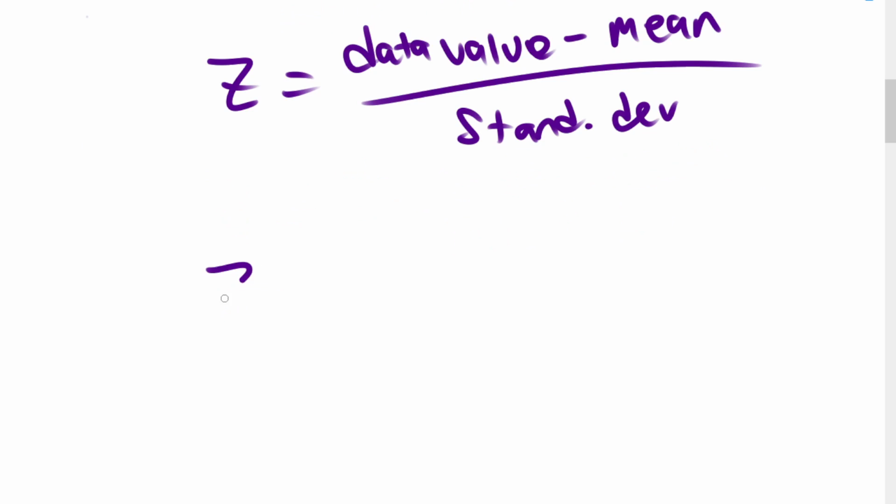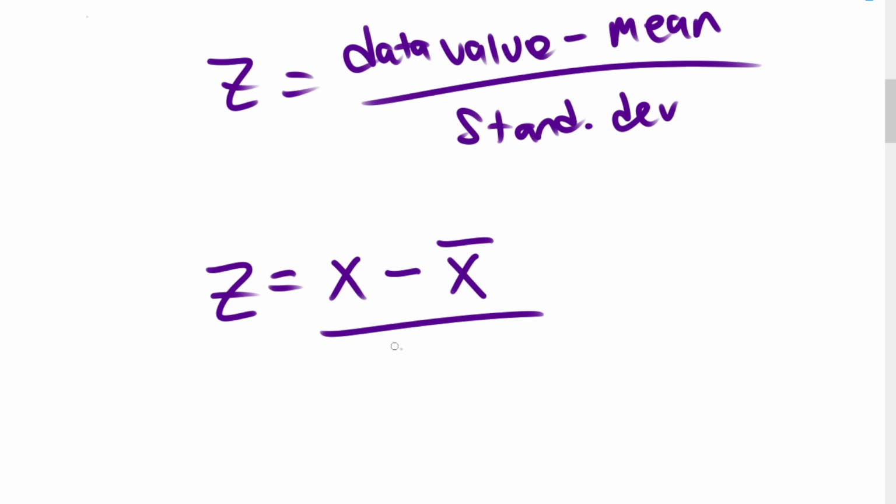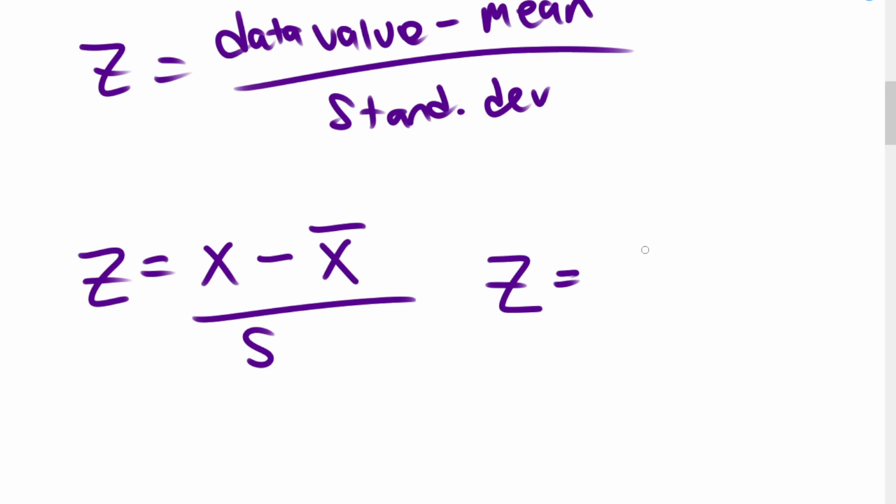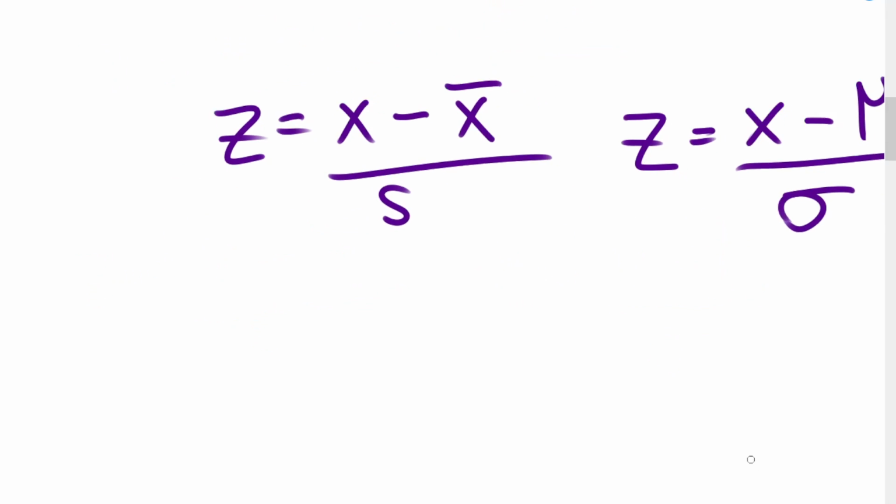Now there's a few ways that the book and other people will write this. It's z is equal to x minus x with a line over it, over s, or z equals x minus this Greek symbol, I think it's mu, divided by, I don't even remember what this one is, delta. Anyway, standard deviation. It all means the same thing. I don't know if they'll be using it interchangeably or not, but you don't need to worry too much about it. So that's really the biggest key thing.